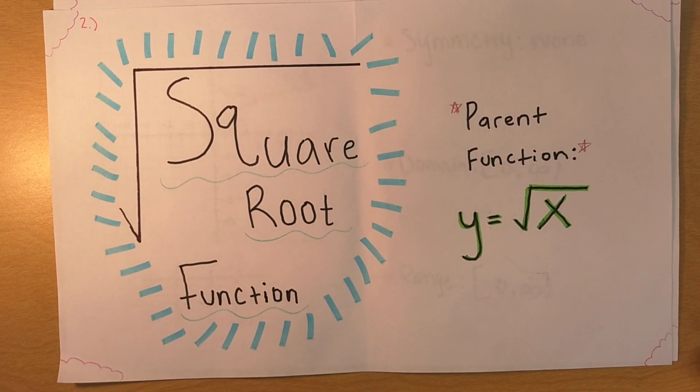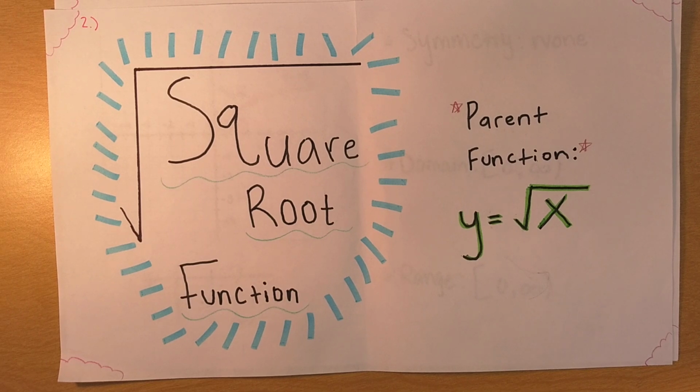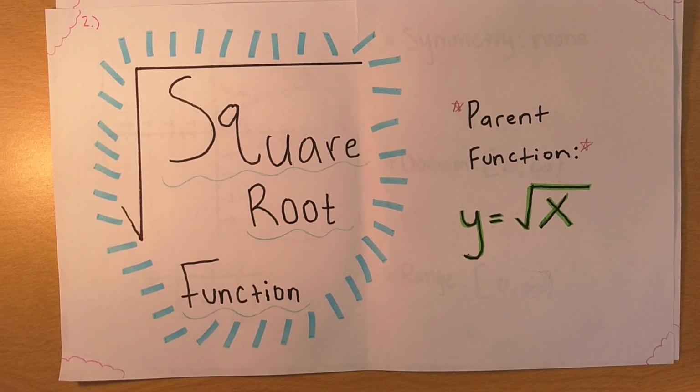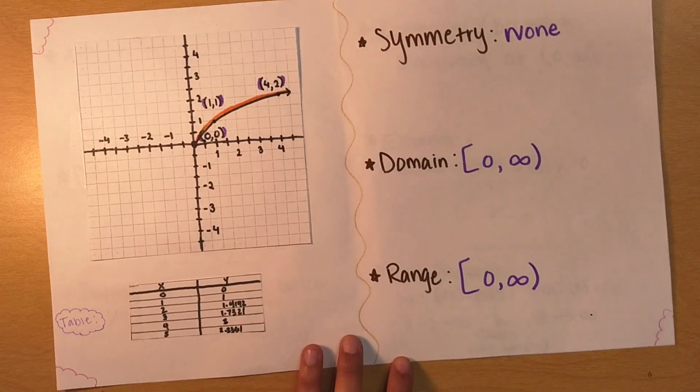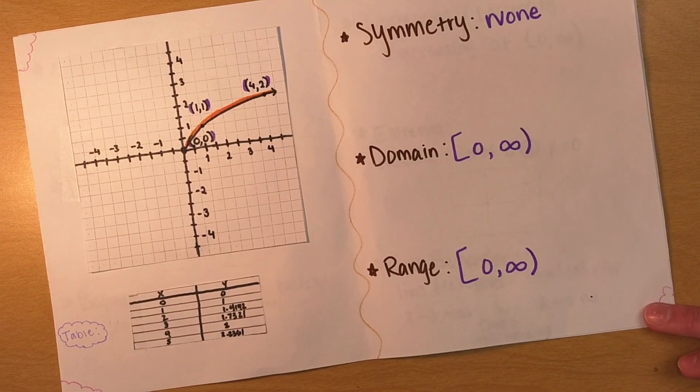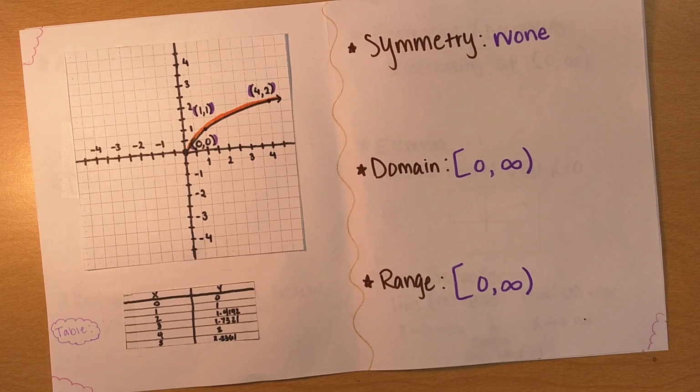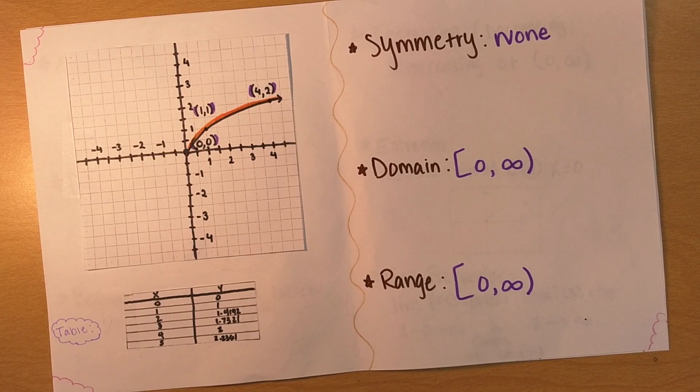For our next function, we had the square root function. The parent function of this is known as y equals the square root of x. Here's a graph of y equals square root of x. The values start at (0, 0) and have other points at (1, 1) and (4, 2).